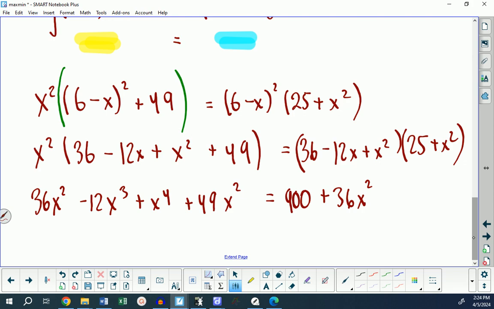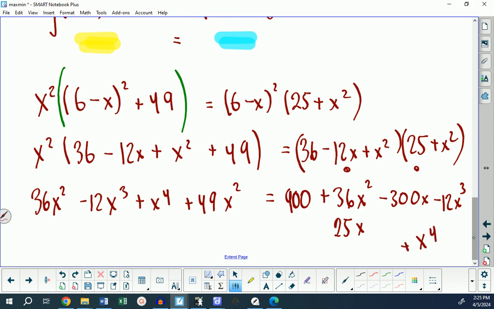I'm done with the 36. Now negative 12x times 5 is negative 300x. Looking at this product, good. Negative 12x times x squared is negative 12x cubed. That relaxes me a little bit, because the cubes, I believe, are going to be gone. I'm done now with the negative 12x. x squared times 25 is 25x squared. x squared times x squared is x to the 4. We'll just throw that there.